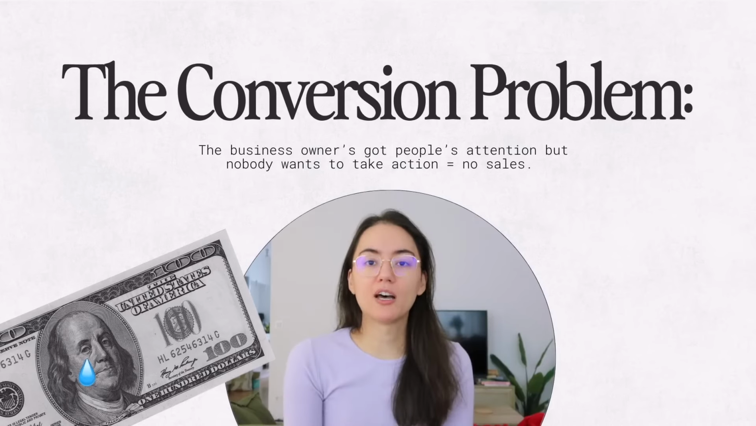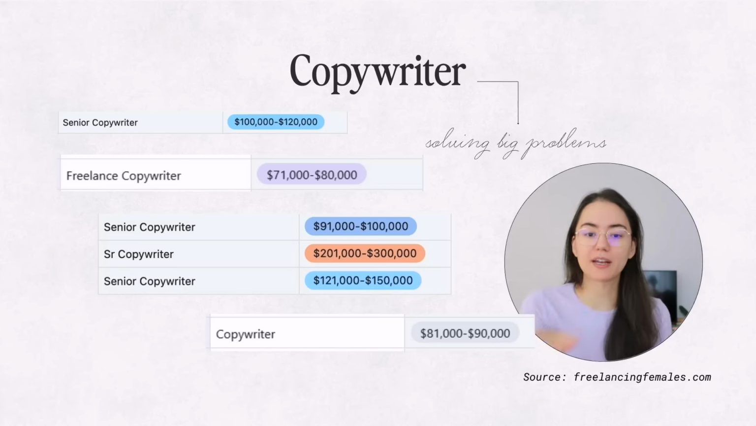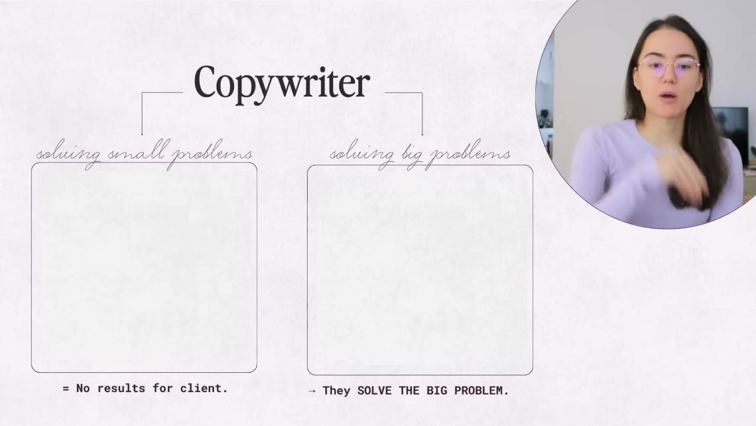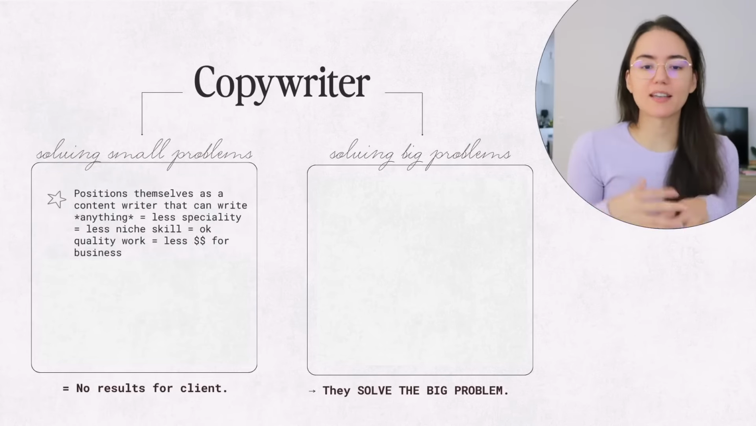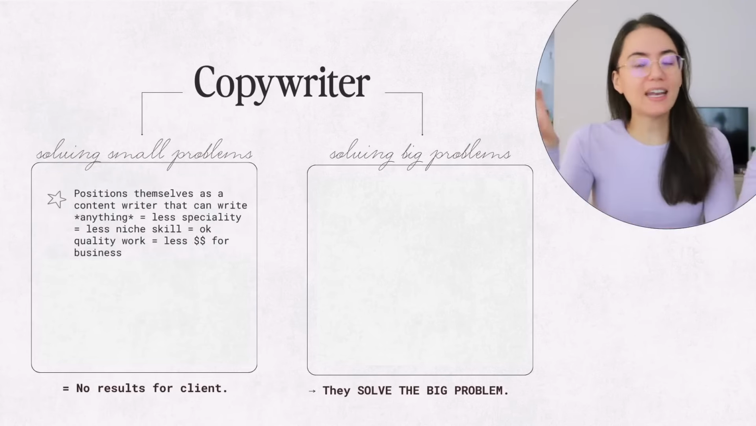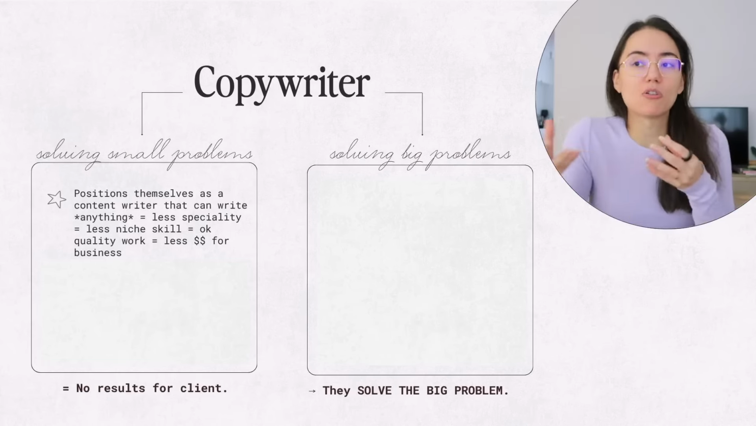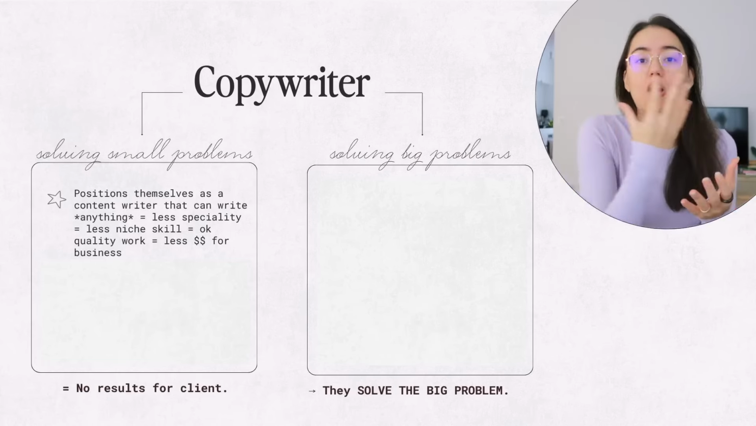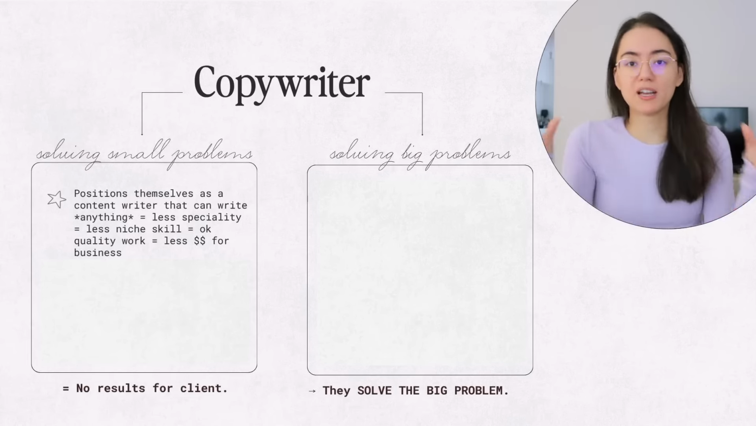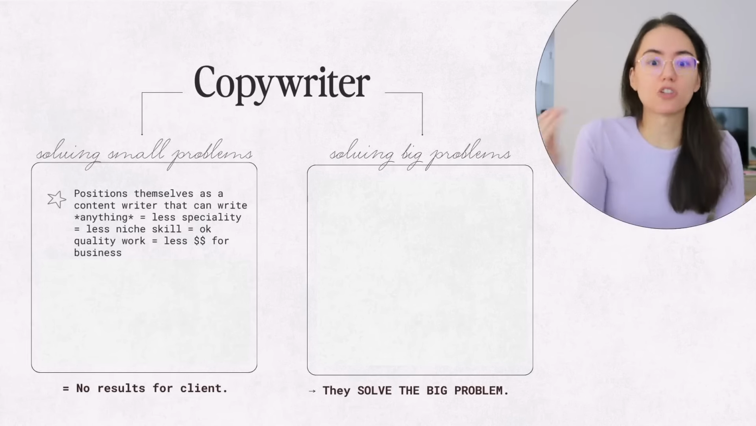So one example of a skill you could learn is copywriting. Copywriting is a very highly paid skill if you do it correctly. We found lots of examples of that. So copywriting, solving a small problem, could be positioning yourself as, for example, a content writer that can write anything, which means you have less speciality, less niche skill, which maybe leads to okay quality work. It probably makes it harder to land clients as well if you don't have a specific niche that you are dominating for.